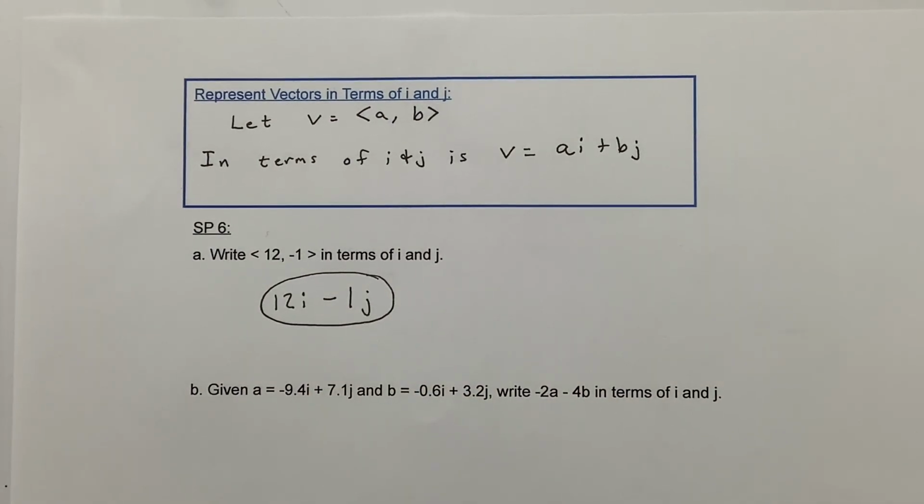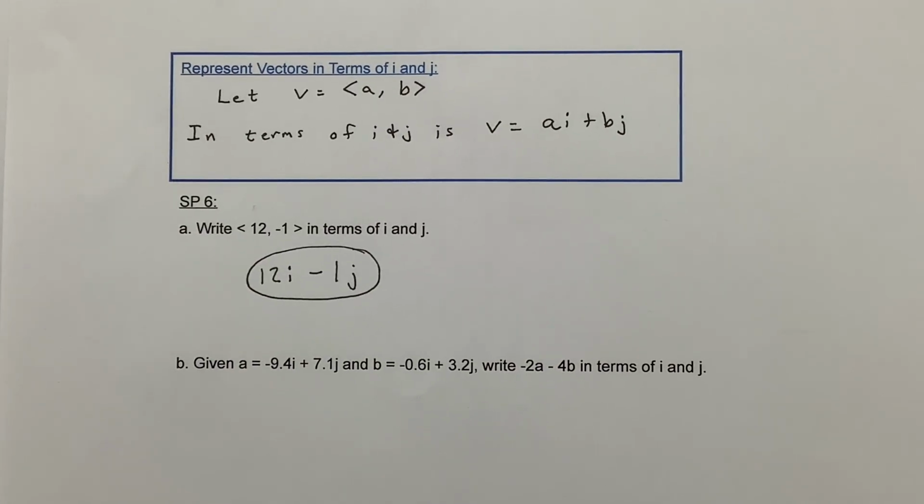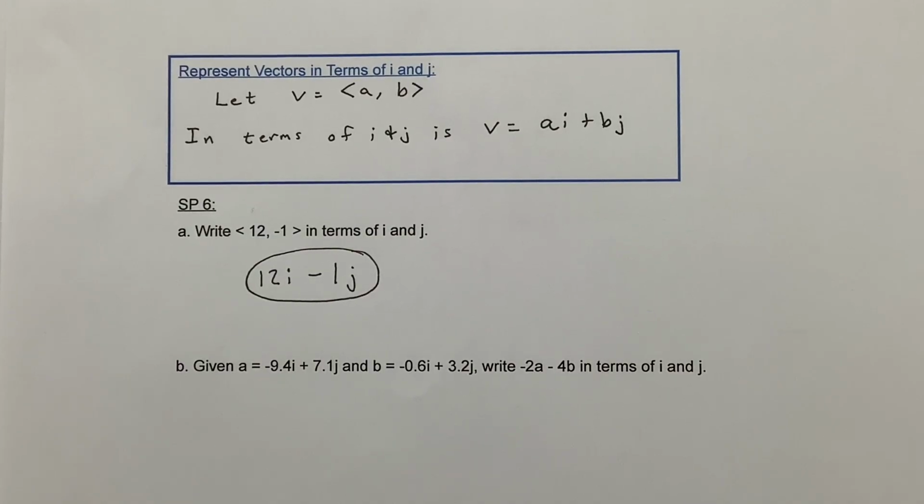Go ahead and work on b if you would. They give us vectors a and b in form of i and j, and we just want to write negative 2a minus 4b. Good review of what we did yesterday.